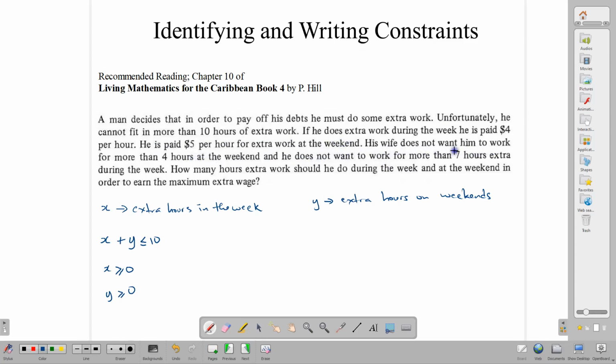His wife does not want him to work for more than 4 hours during the weekend. So here we can have that Y is less than or equal to 4 because his wife doesn't want him working beyond 4 hours. But he also doesn't want to work for more than 7 extra hours during the week. So the X here is less than or equal to 7. And so this situation here describes all of these together. X plus Y is less than or equal to 10, X is greater than or equal to 0, Y is greater than or equal to 0, and these two. These are the constraints that he has.